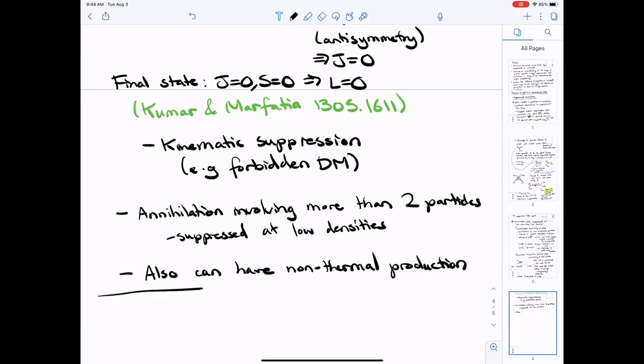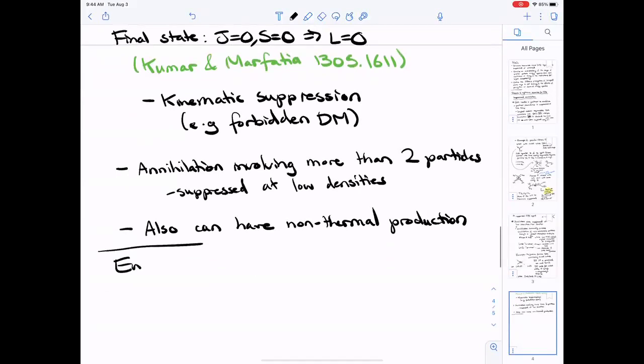So what about the other direction? What about enhanced signals? My favorite example of an enhanced signal in indirect detection is one that we've already talked about a bit, where you have some long-range attractive force between the particles, and that can lead to bound state formation, and it can just enhance the annihilation rate. This is called Sommerfeld enhancement.